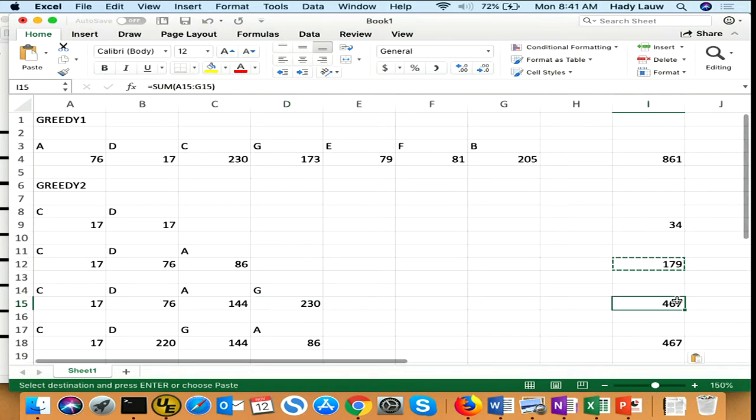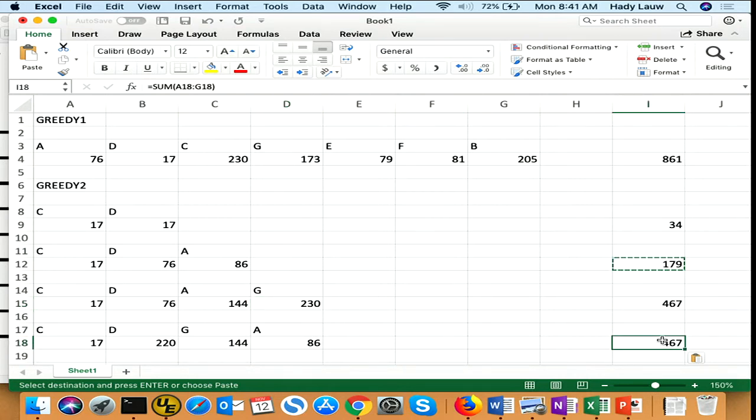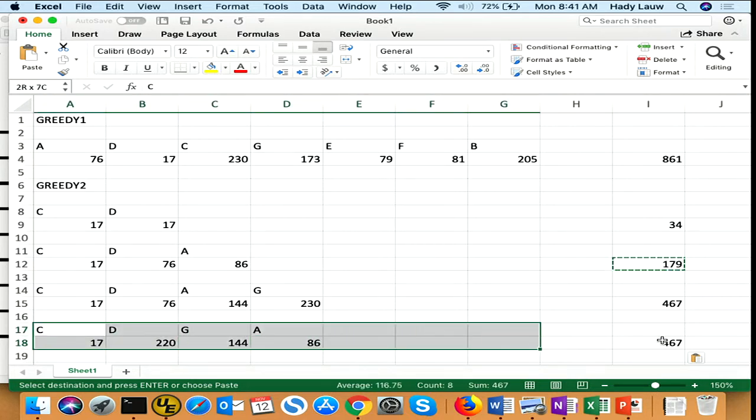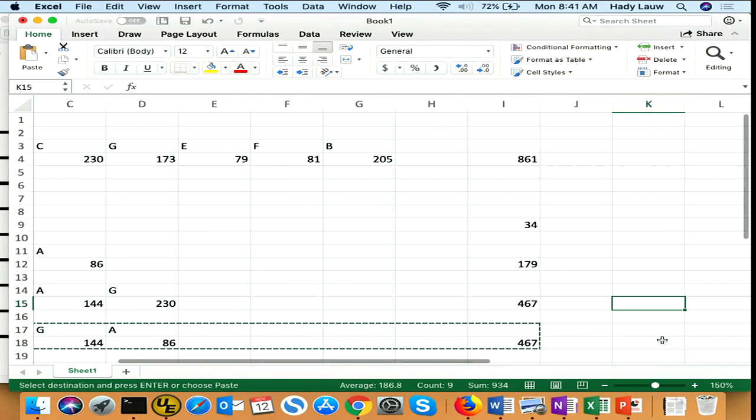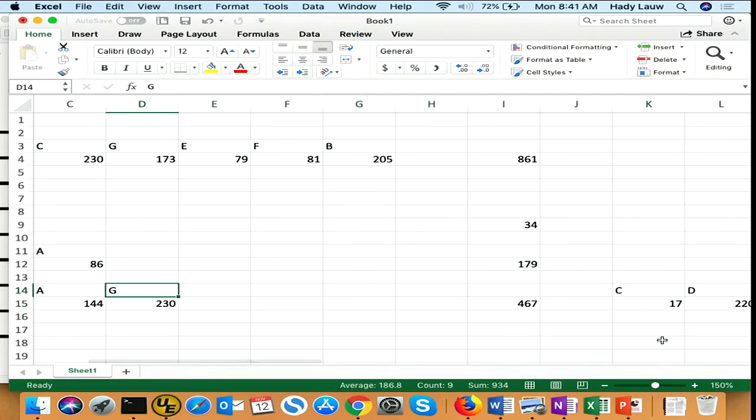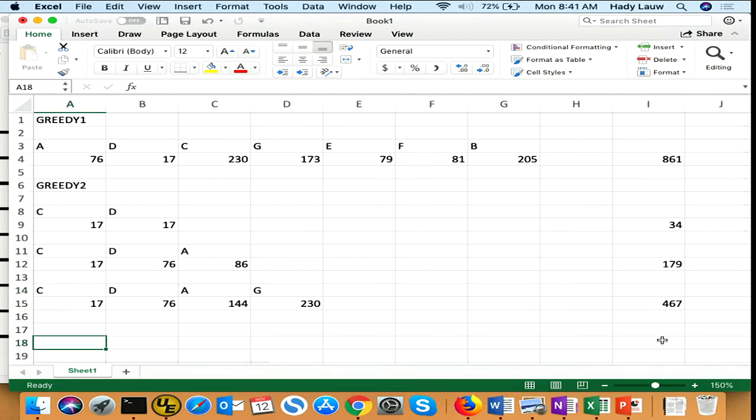So here you have two identical answers. So what we're going to do is pick one of them. For now, let's assume we're going to pick the first one, and we're going to set aside the other one. So we're going to continue from here. So we have CDAG. Now we have 3 cities left, which is B, E, and F.